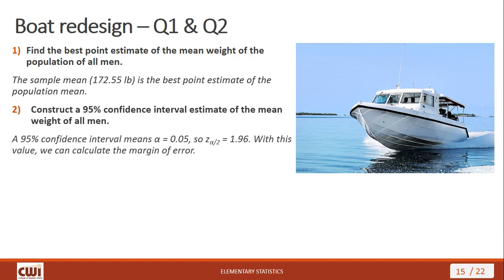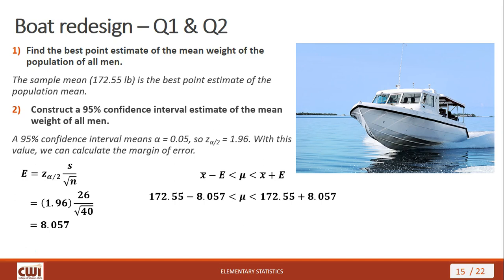Now we're asked to construct a 95% confidence interval estimate of the mean weight of all men. So to do this, we're going to have to get some numbers. We want a 95% confidence interval, so that means alpha is going to be 5%. This leads us to a z-score critical value of 1.96. With this value, we can now calculate our margin of error. So pull out our dandy equation, substitute values in, punch this out in our calculator, and we get 8.057. This then we can now substitute into our general form for a confidence interval.